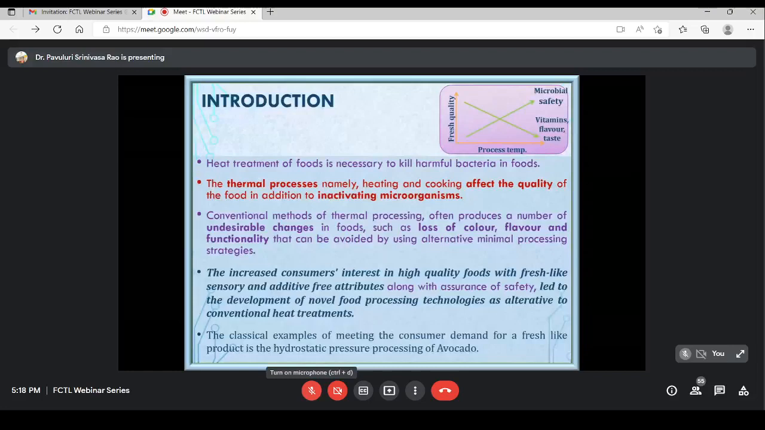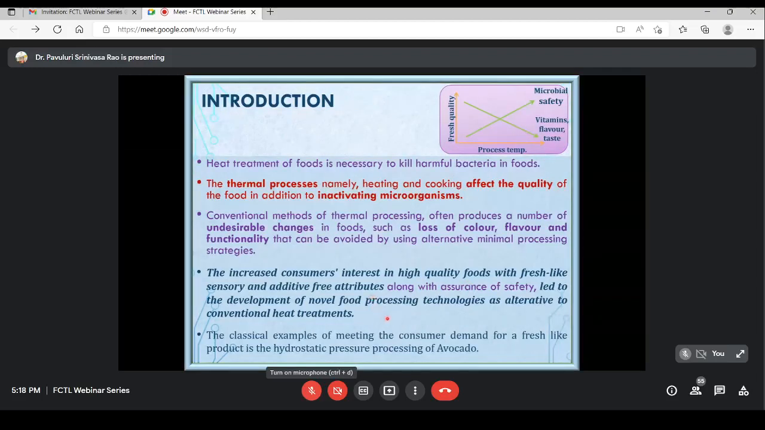As all of you know, thermal processing is of course very well established and being employed in most of the industry. While we get microbially safe products, the quality degrades due to thermal abuse, in terms of loss of color, loss of flavor and functionality. These are the kinds of issues with current thermal processing.